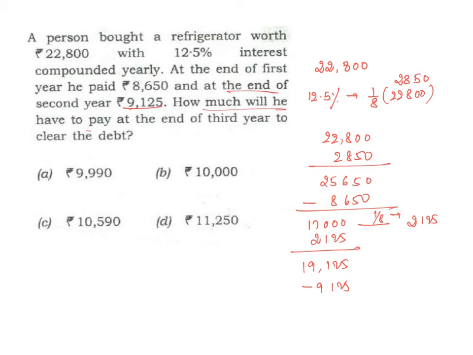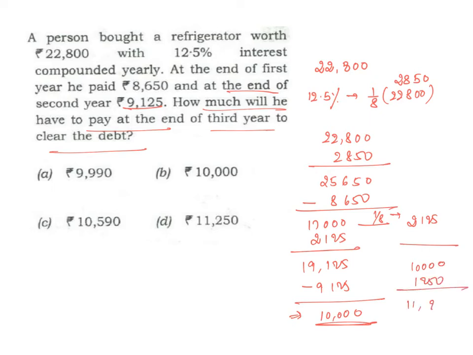How much will he have to pay at the end of third year to clear the debt? Now we are left with 10,000 at the end of second year. Now again you have to find out 1/8. 1/8 of 10,000 is 1,250. So at the end of third year, this 10,000 plus 1,250, that's going to be 11,250 he has to pay at the end of third year to clear his debt.